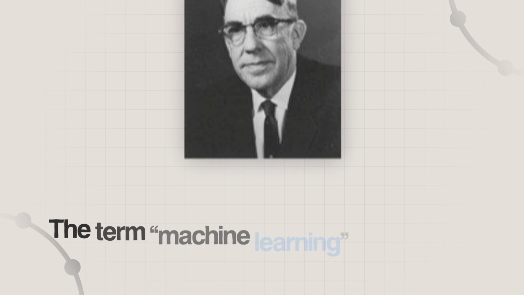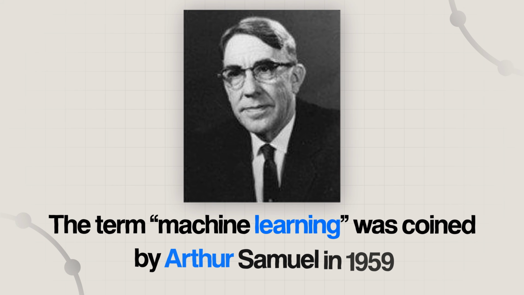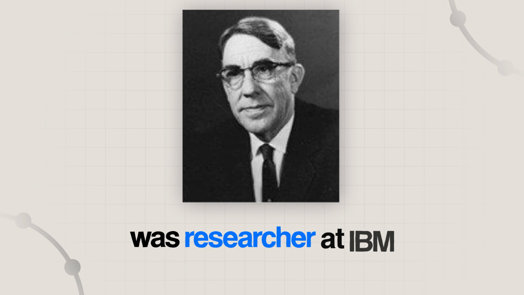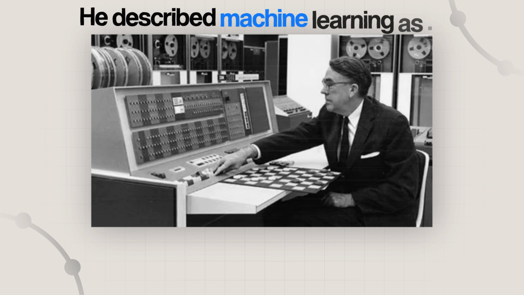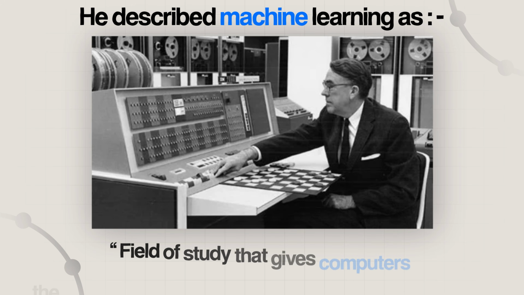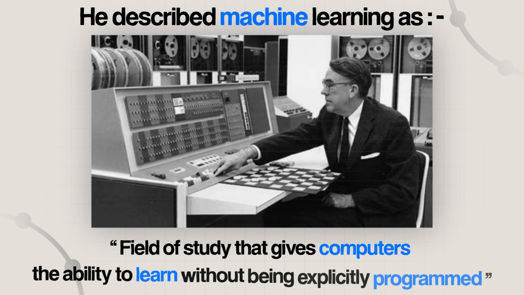The term machine learning was coined by Arthur Samuel in 1959, who was a researcher at IBM. He described machine learning as a field of study that gives computers the ability to learn without being explicitly programmed. It's essentially a collection of algorithms and computational methods that learn from past experiences, or in our case, past data. Typically, the higher the quality and quantity of data, the better these computers and algorithms can learn because there's more information and the information is more accurate.